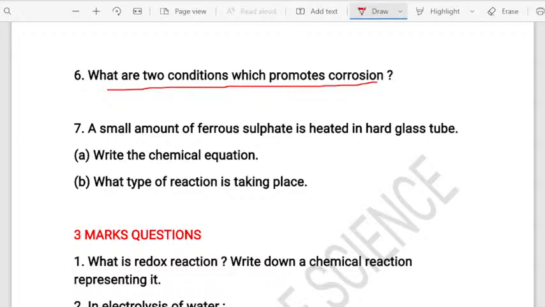Yes, very good. So many are answering. Yes. Look, I am not asking how we prevent corrosion. Aniket, please note down. I'm not asking how you can prevent corrosion. I am asking which are the conditions.